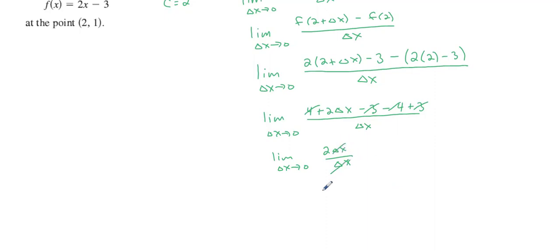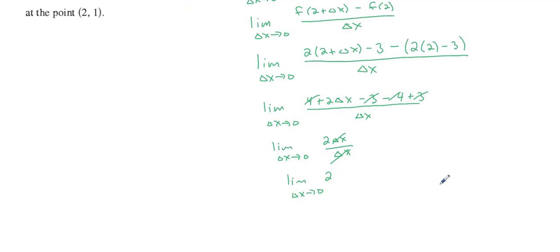Obviously, delta x is canceled. And we get to a good spot. What's the limit as delta x goes to 0 of some constant? What would this limit be? Just 2. What's the limit of the constant, guys? The constant. So, what does that mean? It means the slope of the tangent line, the slope of the graph at the point 2, 1 is 2.